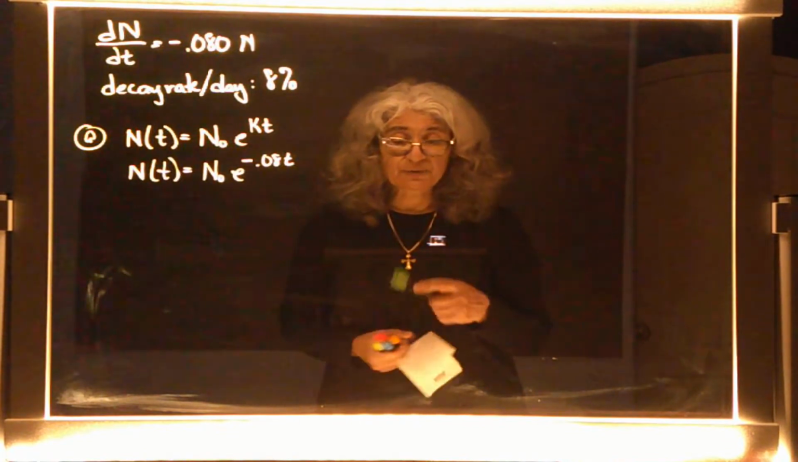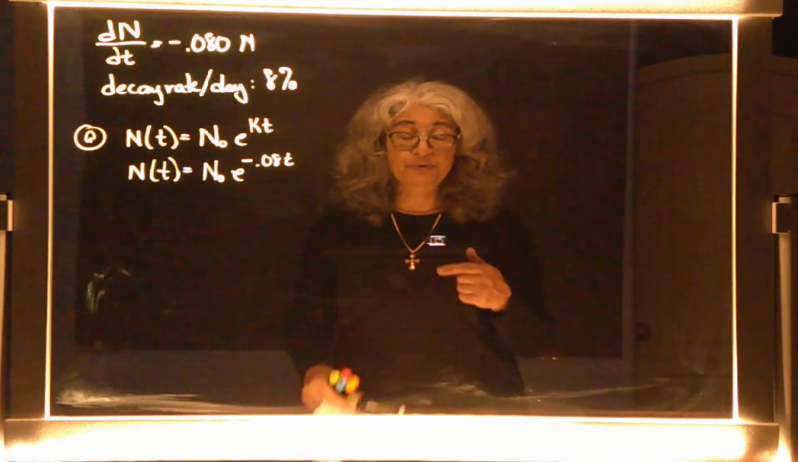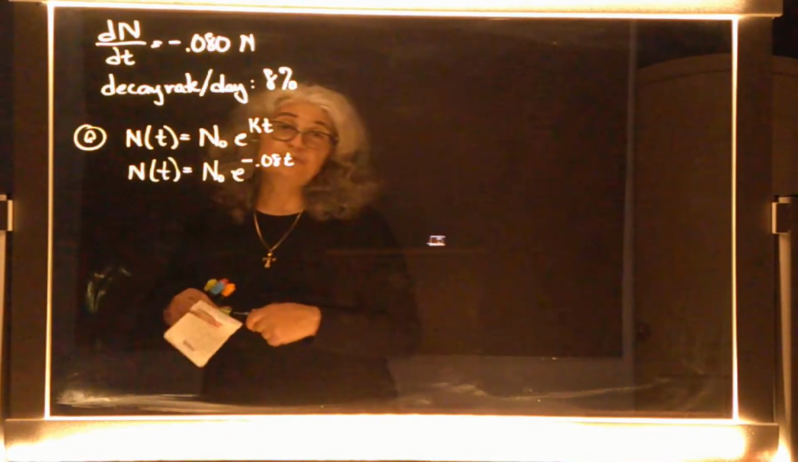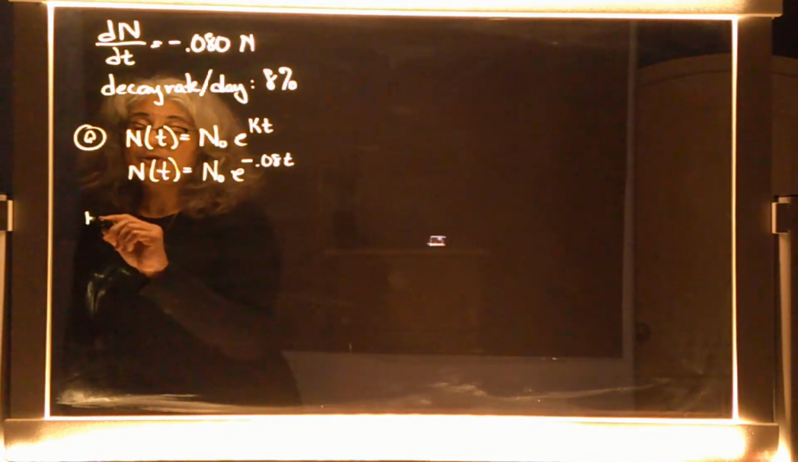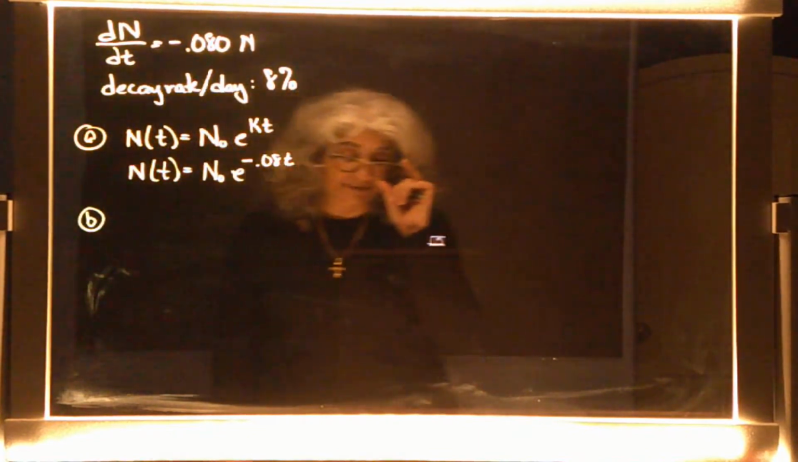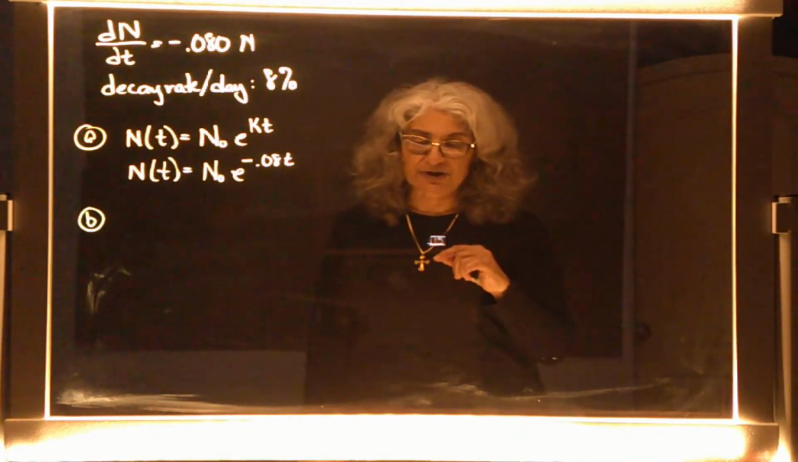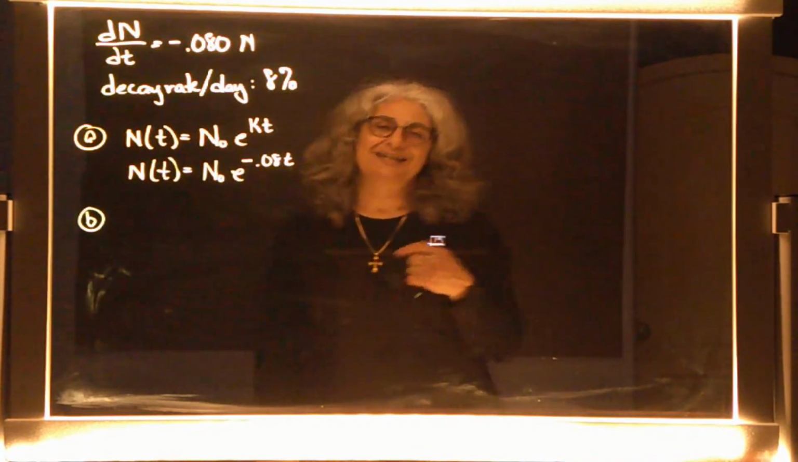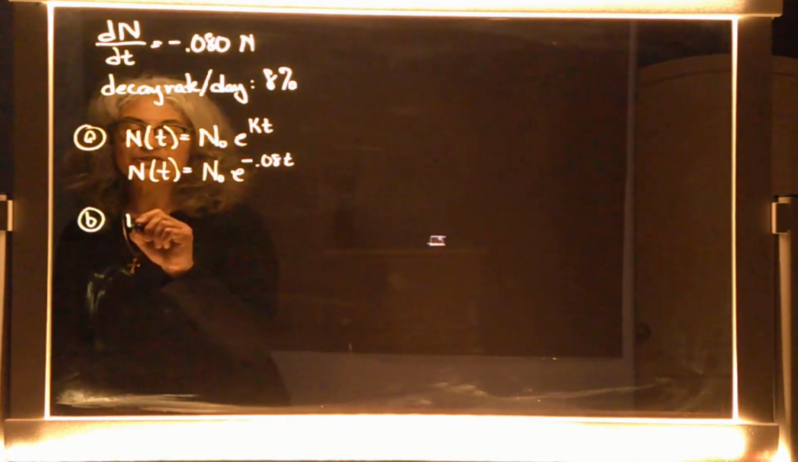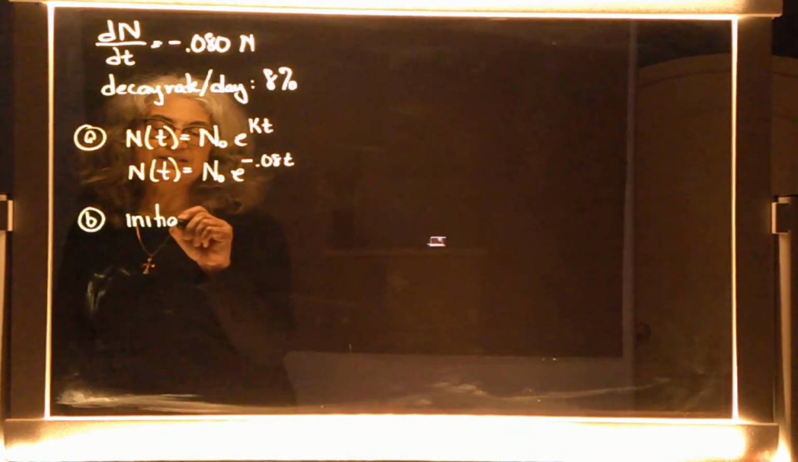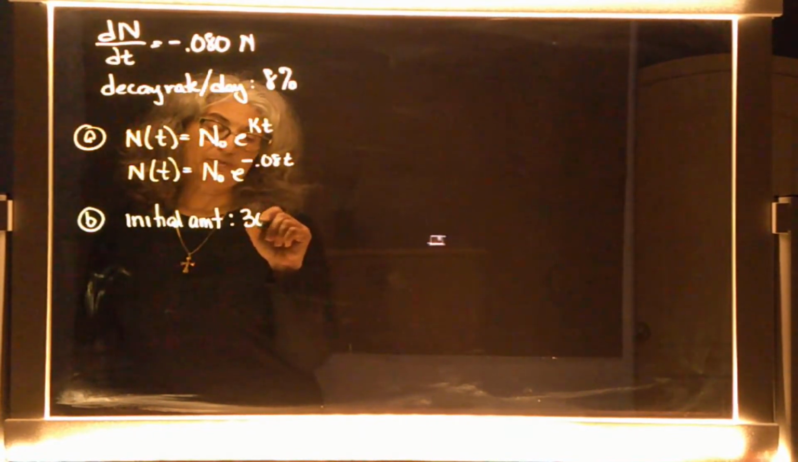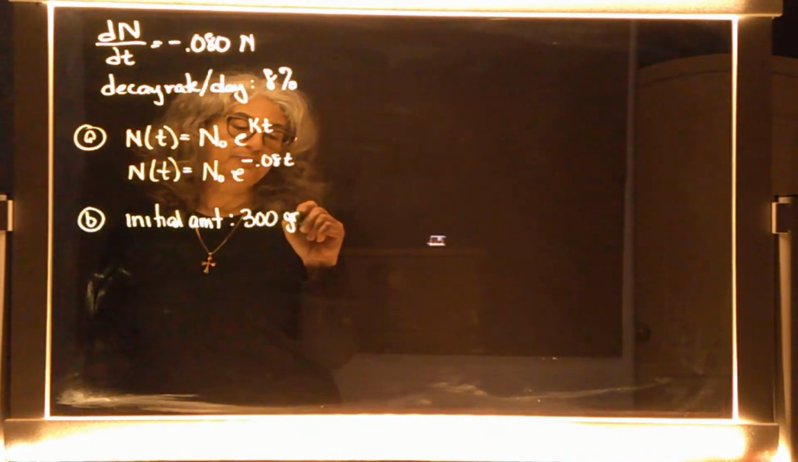Then let's look at part B. Suppose that 300 grams of the substance is present at t equals 0. Okay, so hang in there for a second before we read any more. What does that 300 grams represent? Yeah, the 300 grams actually represents the initial amount, doesn't it? So the initial amount now, according to part B, is 300 grams.